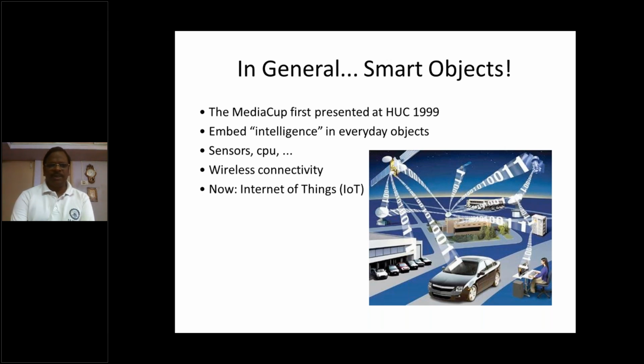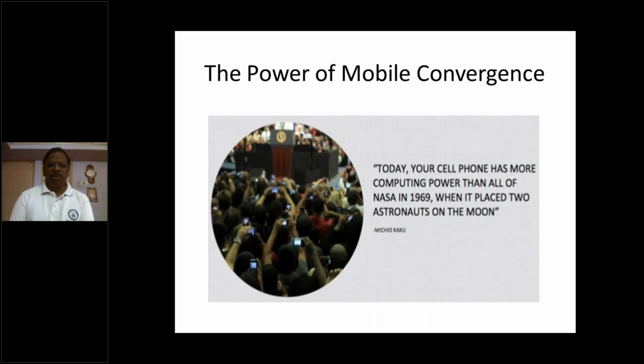So the final one is IoT. Now, the power of mobile convergence. Today your cell phone has more computing power than all of NASA in 1969. Whatever power NASA had in 1969, that kind of power we have now adopted in our cell phone. When astronauts were placed on the moon, we could take photographs of the moon using specialized cameras.